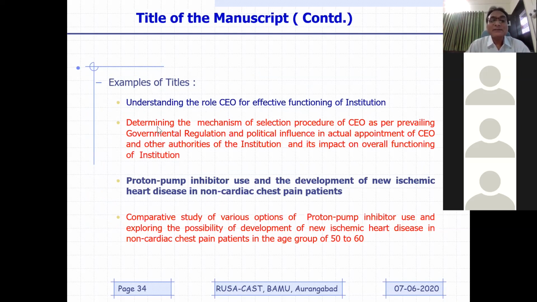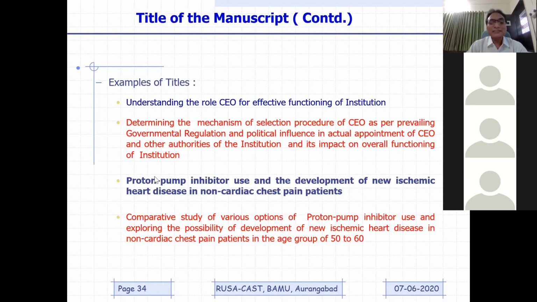The same title can be messed up like this: determining the mechanism of selection procedure of CEO as prevailing governmental regulation and political influence in actual appointment of CEO and other authorities of the institution and its impact on overall functioning of institution. You can see this is a very fine-tuned, attention-grabbing title, but you can mess it up like this.